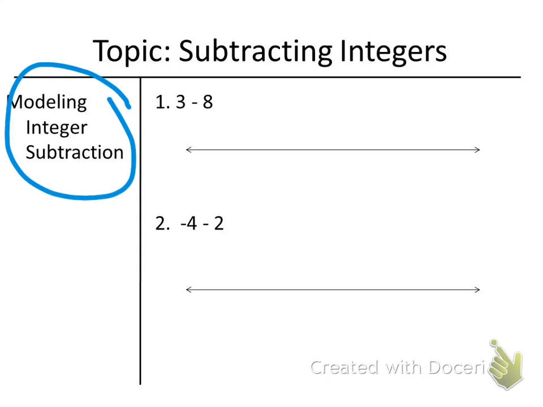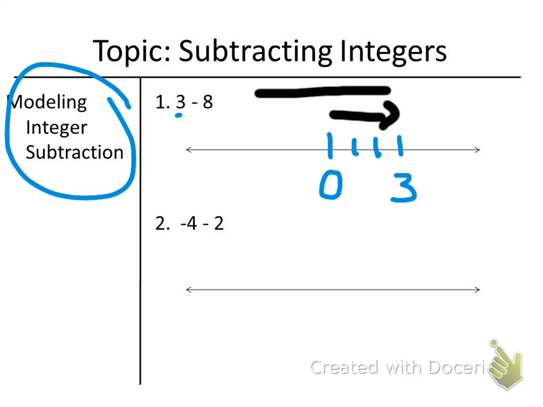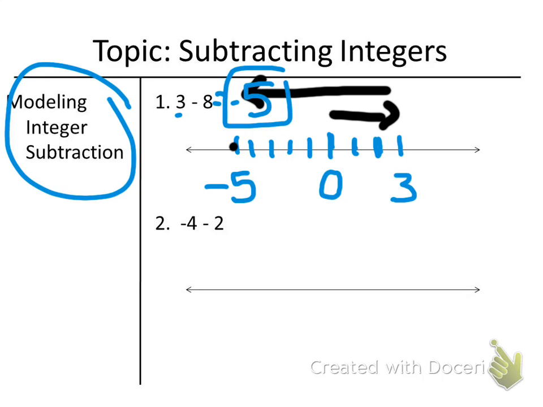For number 1, we're going to write on our number line starting at 0. I'm going to go to positive 3, and then I'm going to subtract 8. So that means when I subtract, I move to the left. So I'm going to move to the left 8. I'm going to count 1, 2, 3, 4, 5, 6, 7, 8, and I should be at -5. So the answer to 3 minus 8 equals -5.